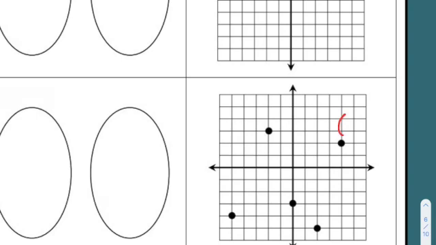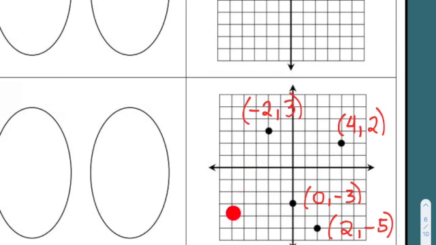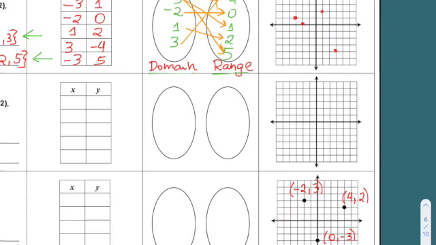All you have to do is figure out the ordered pairs. So this one over here has an x value of 4 and a y value of 2. This one over here is going to be (-2, 3). This one is going to be (0, -3). And this one is (2, -5). And this one's going to be (-5, -4).